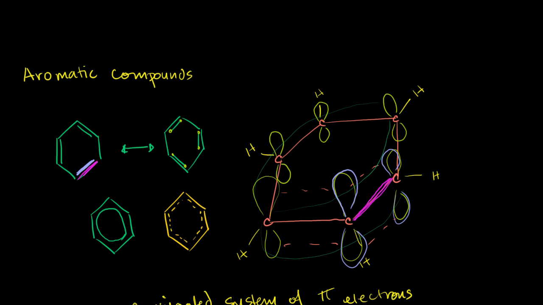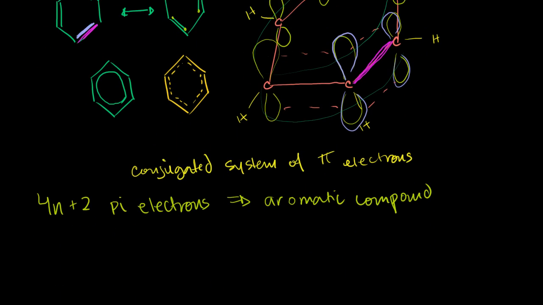So that follows what is called Huckel's rule. Huckel's rule, I think there's two dots above the U. That follows Huckel's rule, because if you set n equal to 1, 4 times 1 is 4, plus 2 is 6. So 6 pi electrons work. If n was 2, you'd have 4 times 2 plus 2, which is 10. So if you had 10 pi electrons, it would also work.